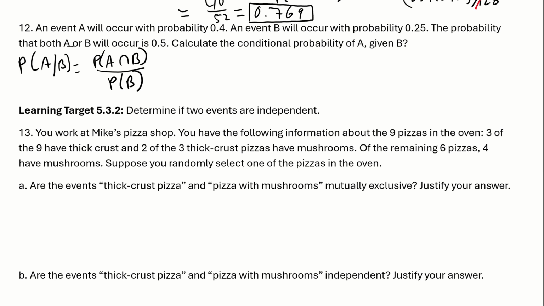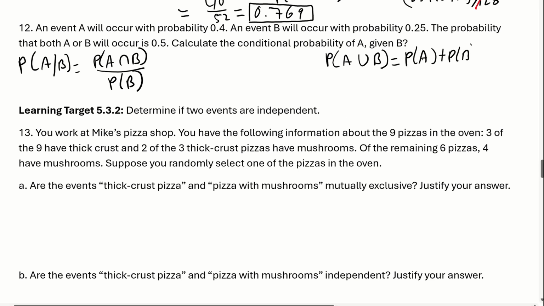We only have A or B. Okay, so we're going to use the general addition rule. Probability of A or B is equal to the probability of A plus the probability of B minus the probability of A and B. Okay, and we're going to solve for this so that we can plug it into there.